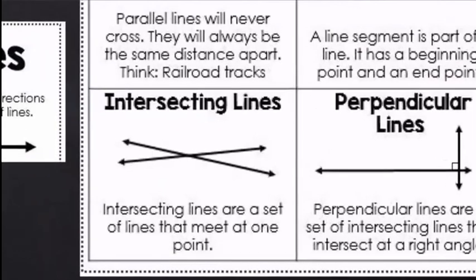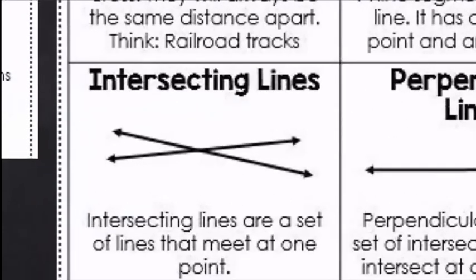And then we have intersecting lines. Intersecting lines meet at a certain point. See, this is where they meet, and that's why they're called intersecting lines.